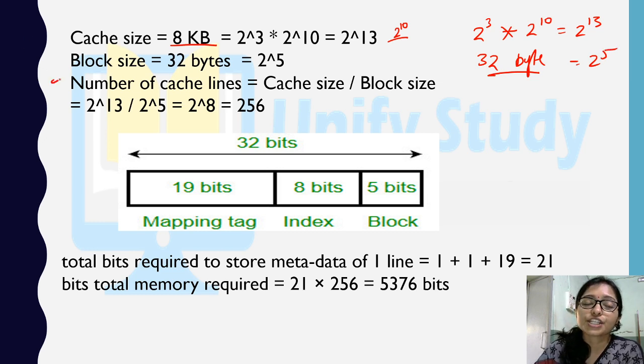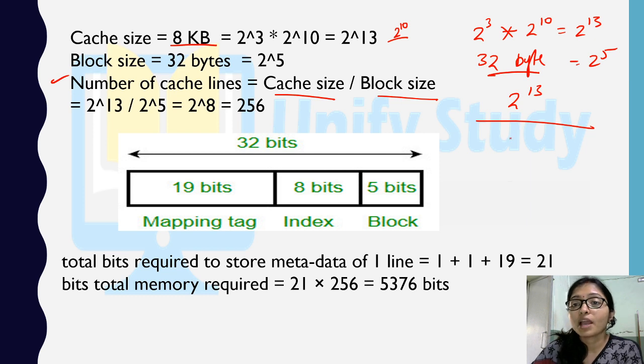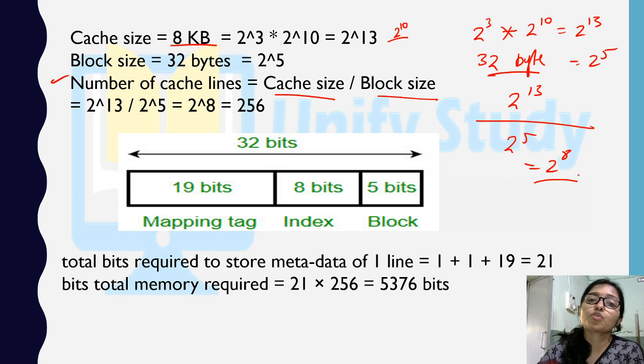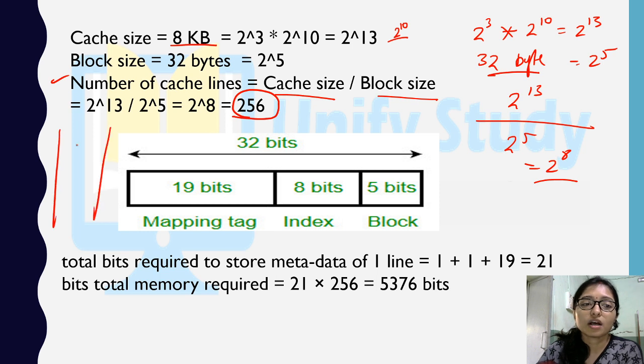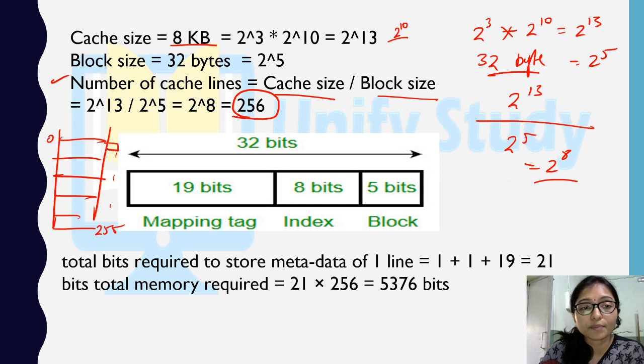Now, the number of cache lines. It will be cache size divided by block size. The cache size was 2 to the power 13 and the block size was 2 to the power 5, so it will be 2 to the power 8, which is 256. So in your cache there are 256 lines, starting from 0 and ending at 255. In every line there will be a tag. Now each tag is defined by how many bits.